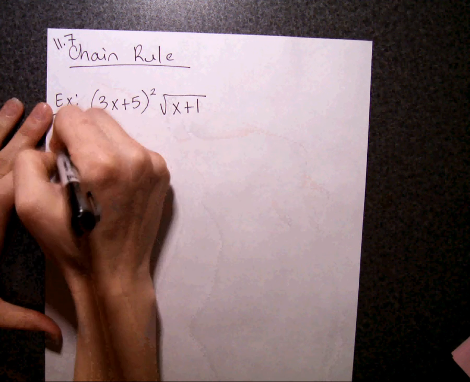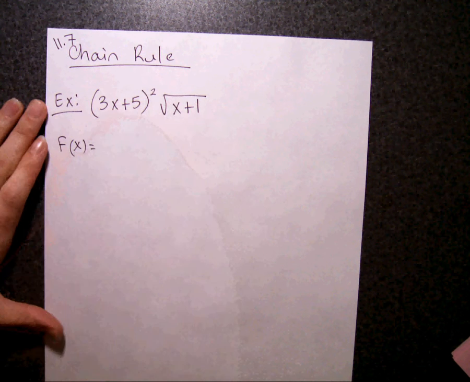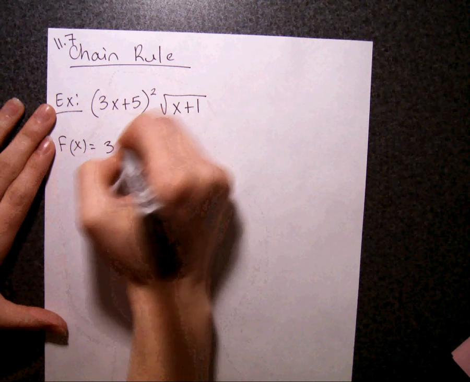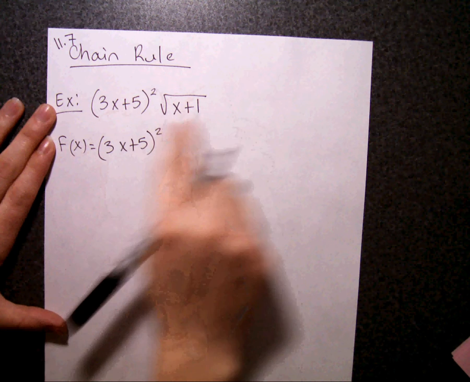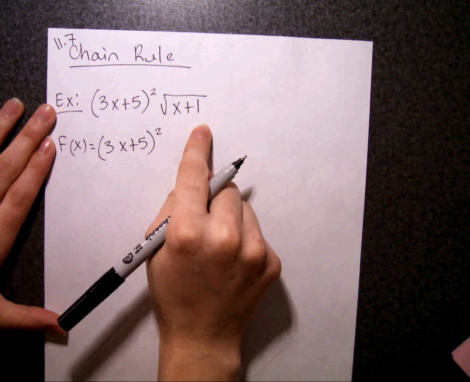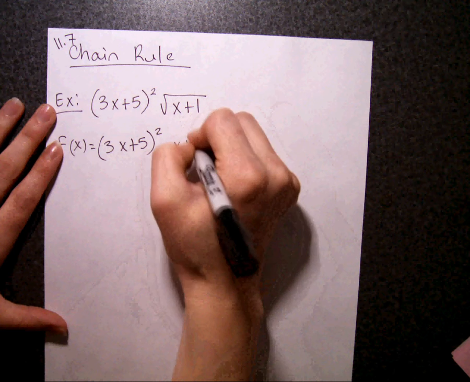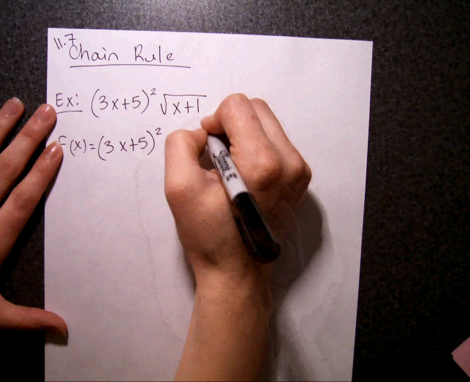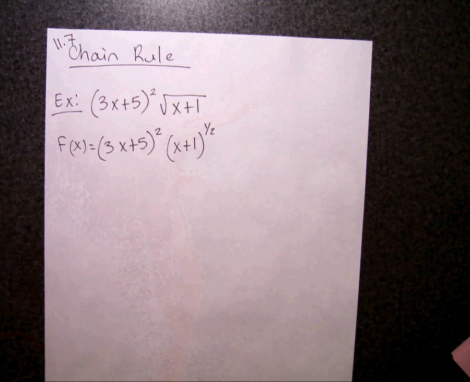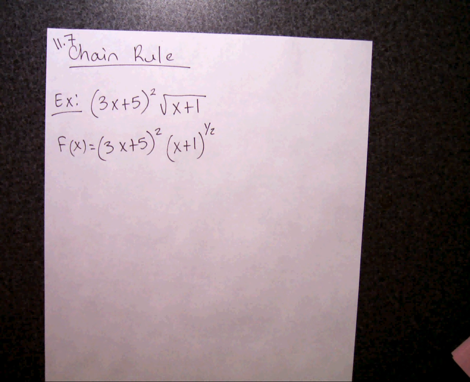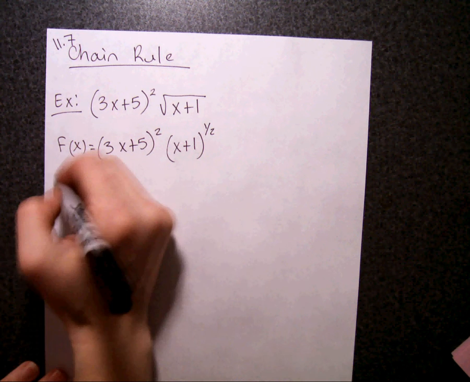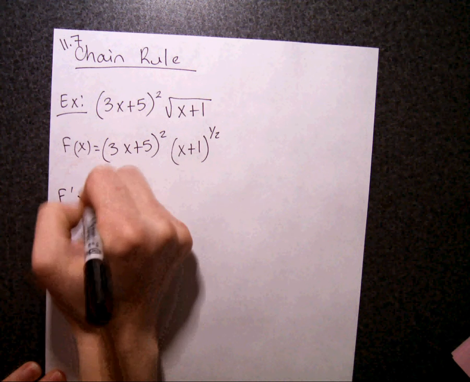So I have f of x, haven't taken any derivatives yet. f of x equals (3x + 5)² times, what is the square root written with an exponent? 1/2, right? (x + 1) to the 1/2 power. Alright, so now I have it more in a form that I'm used to working with. So let's find the derivative. I want to take f prime of x.